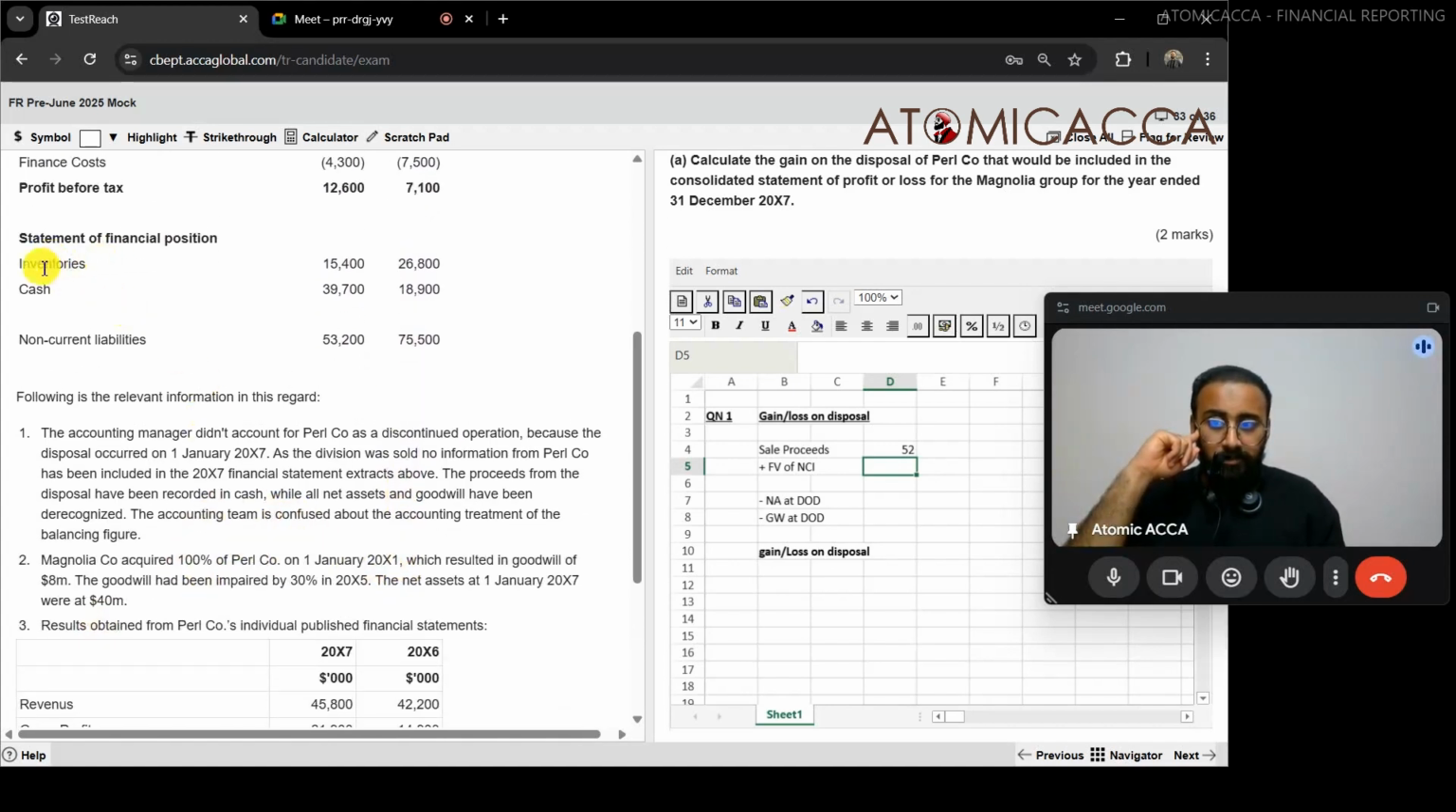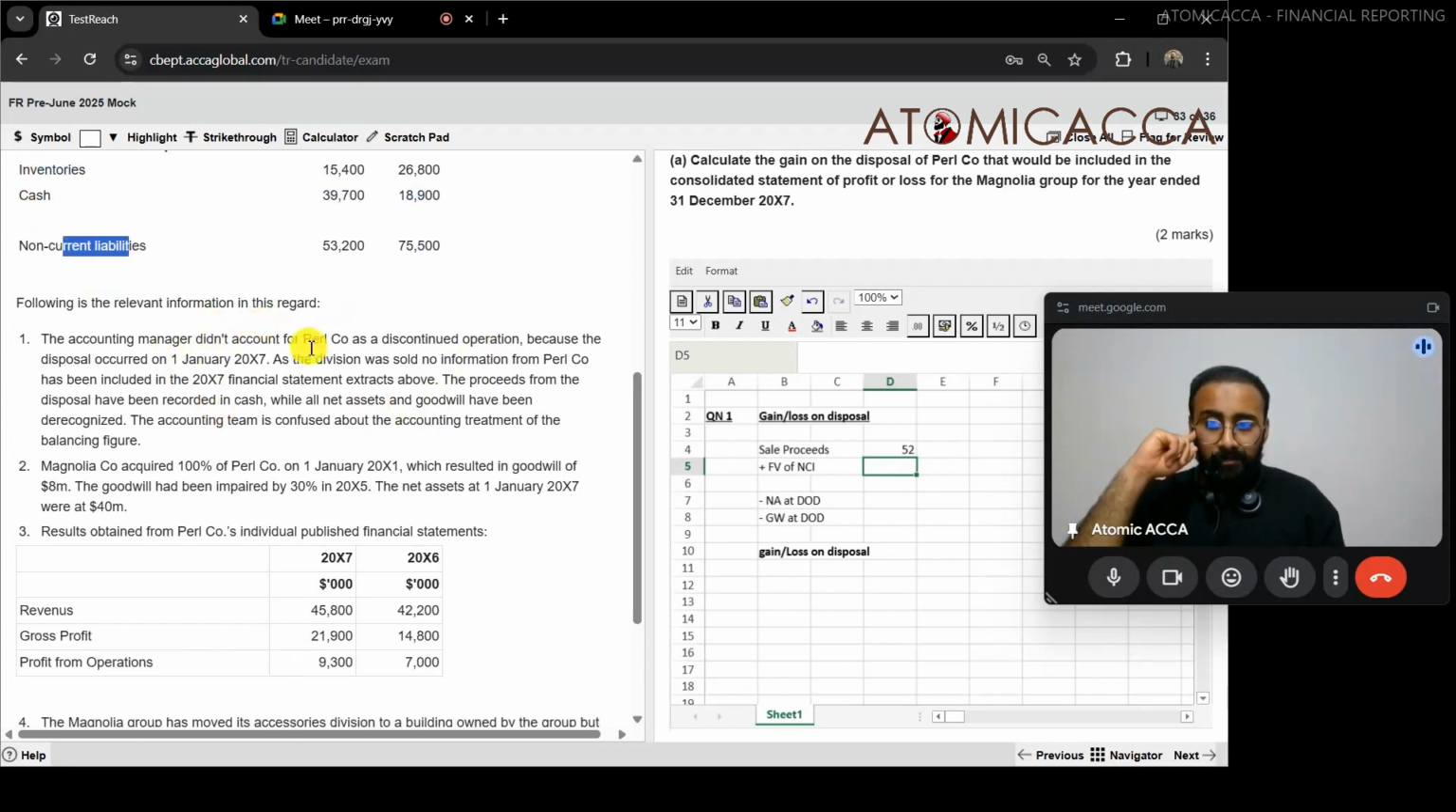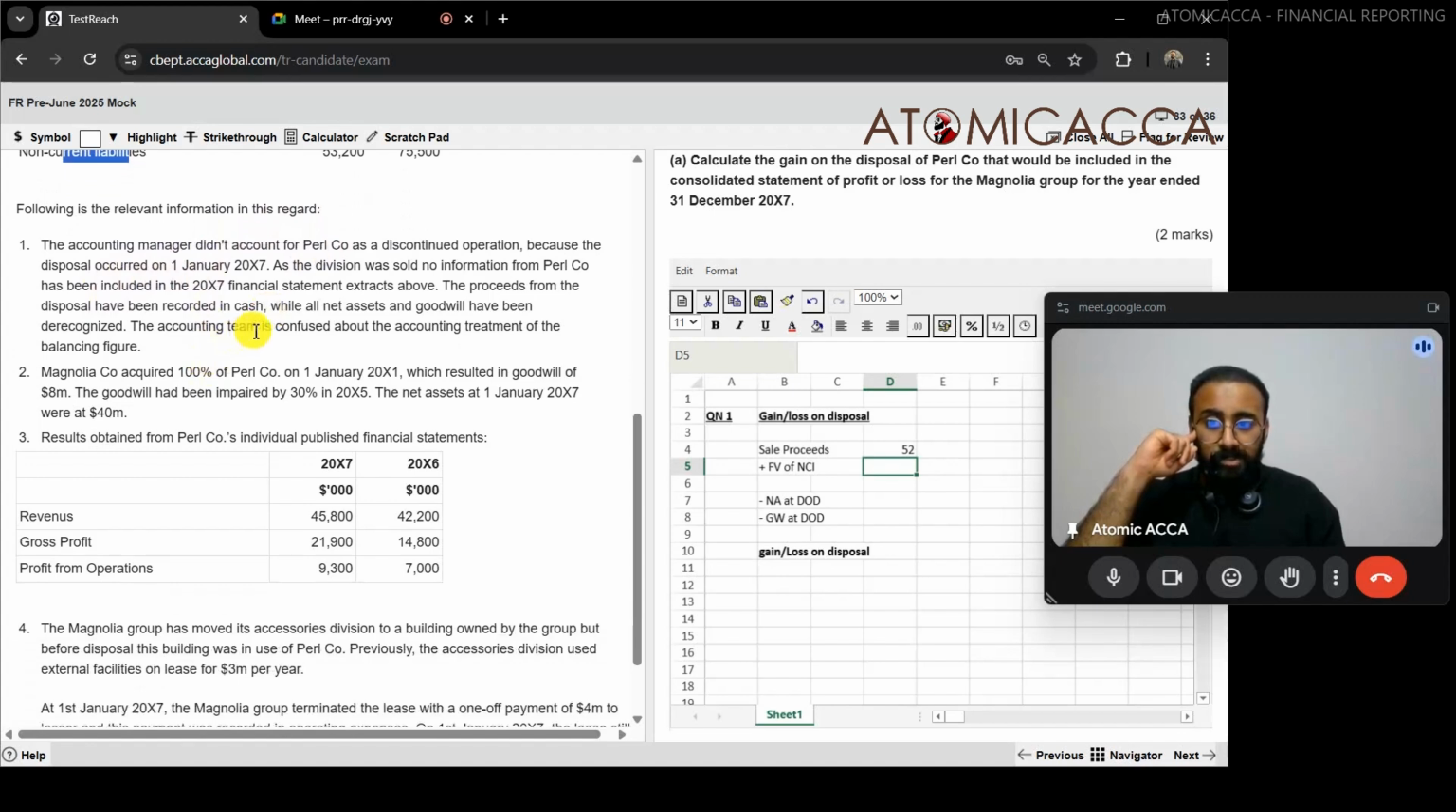Then we have a small SOFP with inventory, cash, and NCL. Following is the relevant information in this regard. The accounting manager didn't account for Pearl Company as a discontinued operation because the disposal occurred on 1st of Jan X7. As the division was sold, no information from Pearl Company has been included in the X7 financial statement extracts above. Proceeds from the disposal have been recorded in cash, while all net assets and goodwill have been derecognized.